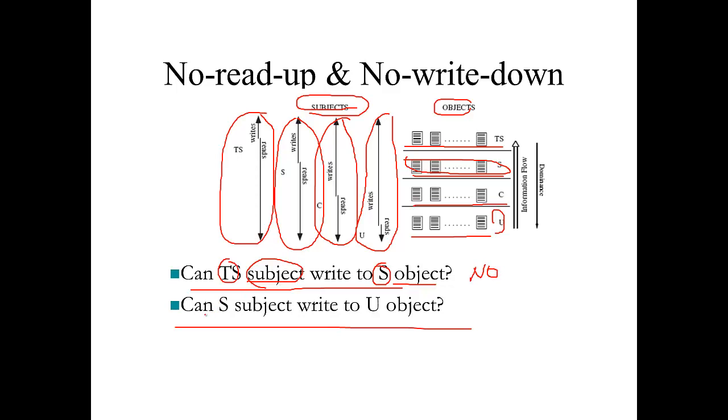Let's see the second question. Can S subject write to U objects? That means this guy. Can this guy write to U object? Because S level is higher than U level, the answer is still no.